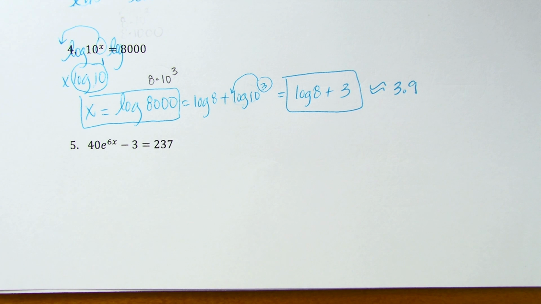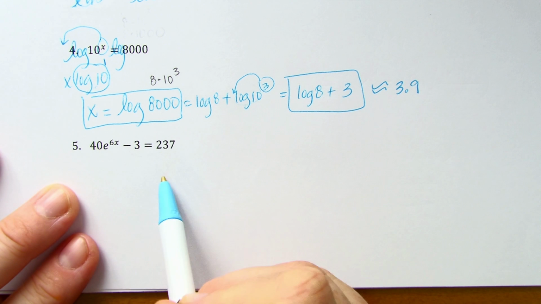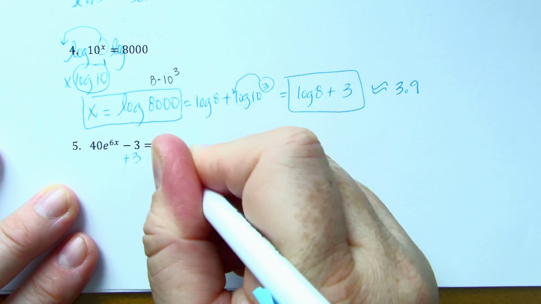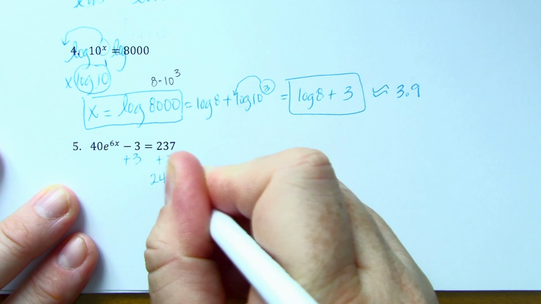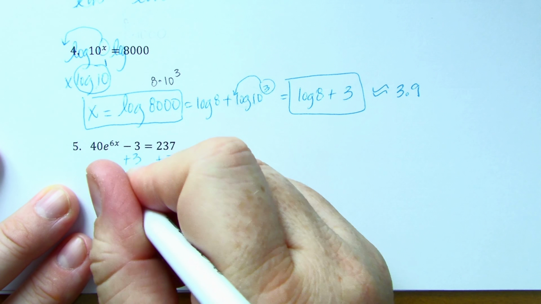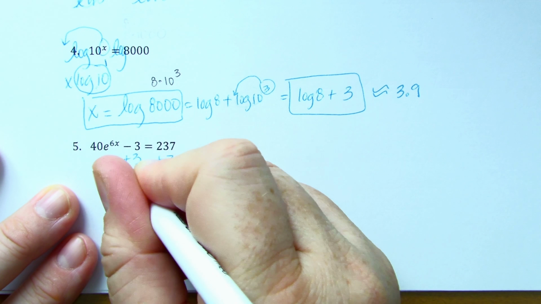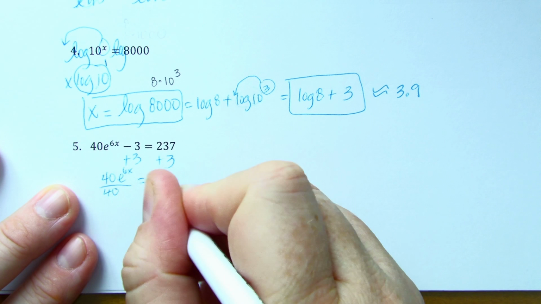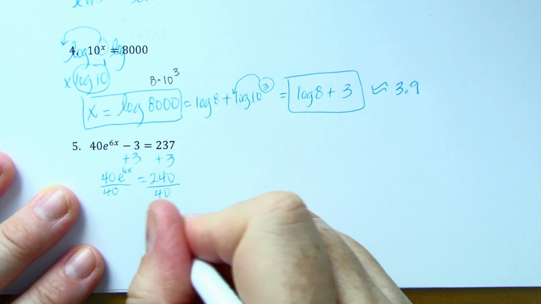And so if you don't round to the correct number of places, they might mark your answer wrong. Now this next one, we've got a little bit of algebra to do before we start trying to solve for our x value here. This 3 needs to get onto the other side so that we can start getting this piece alone here. And I want to get rid of this 40 if I can. And that becomes 6.